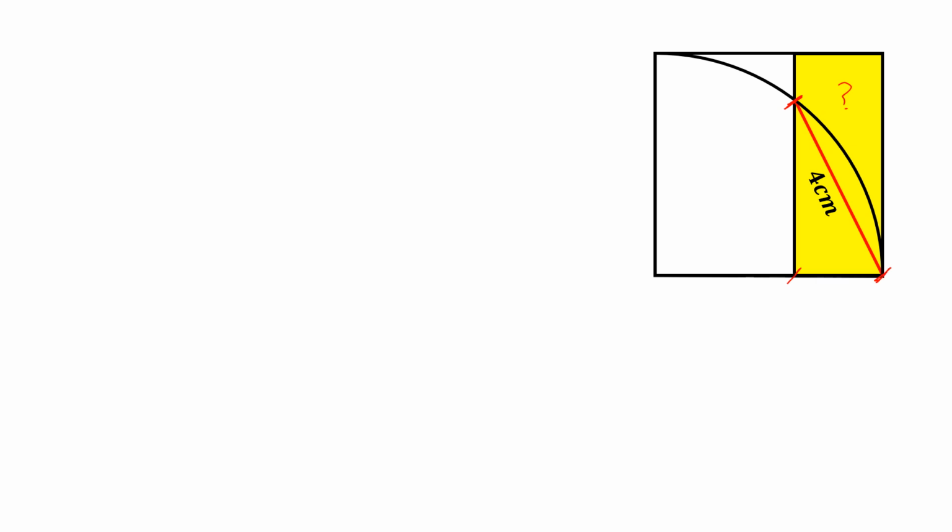From here to here this length is a and the radius of this quarter circle is r, then this length will be also r. The required yellow area will be equal to a into r. But how can we calculate ar?